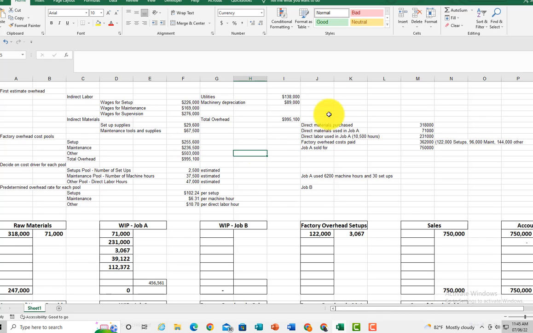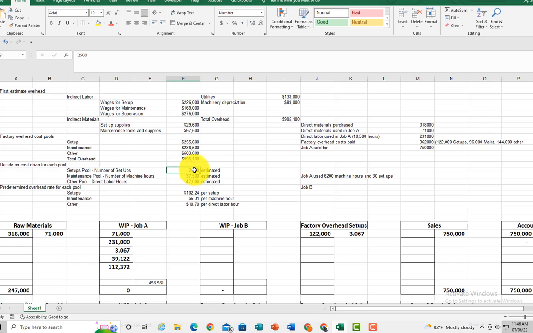Okay, we still have our direct materials purchased and used. We have our direct labor used in job A, just like before. So the direct costs are not changed by how many cost pools you use. But because we have three cost pools, we need three cost drivers. One for the setups, one for the maintenance, one for the other.